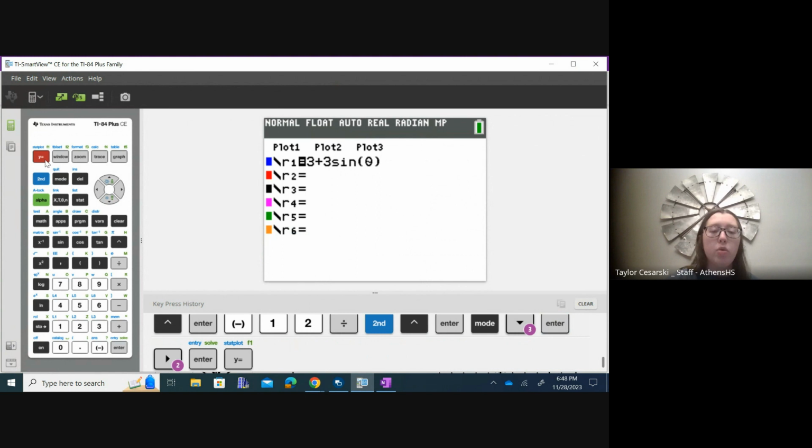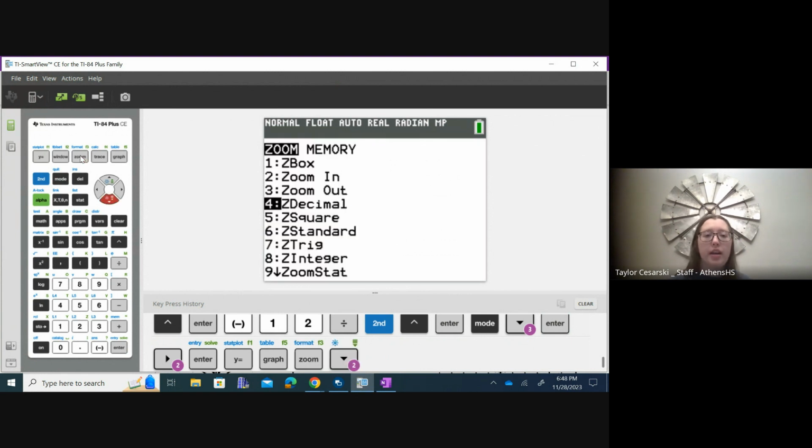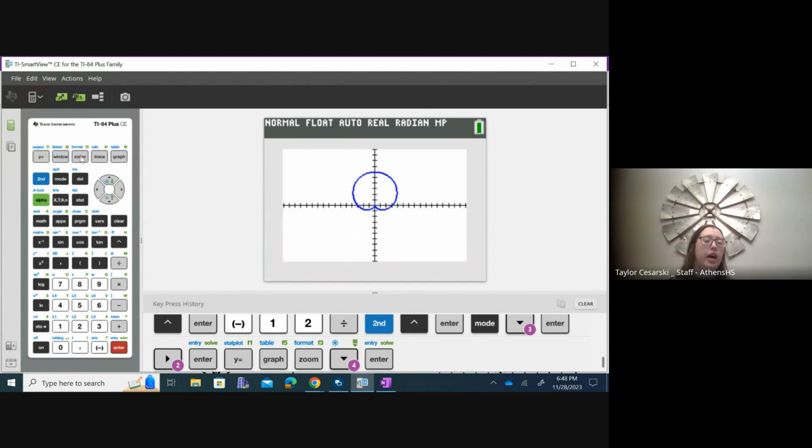Then hit y equals, and you should notice that now it says r equals. And if you type, you get theta. So I'm going to go ahead and graph this. Okay, if yours looks a little flattened, I went ahead and did c square, which is 5, which takes it to like a square window.